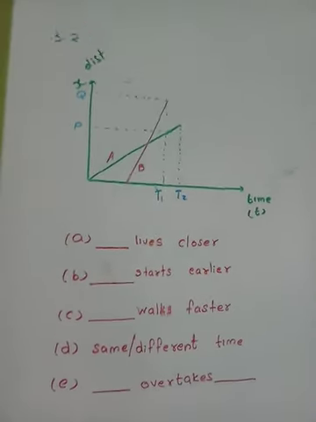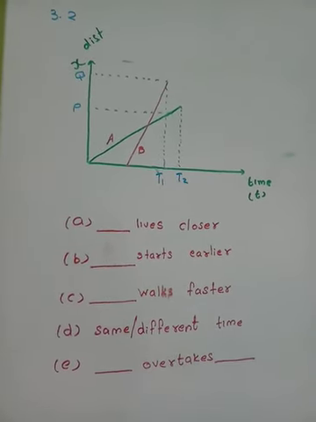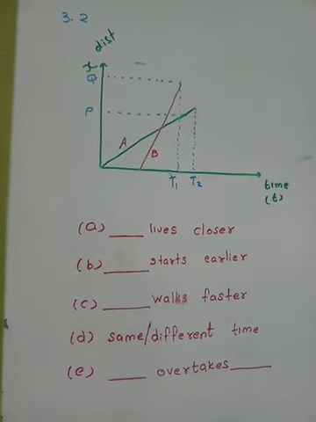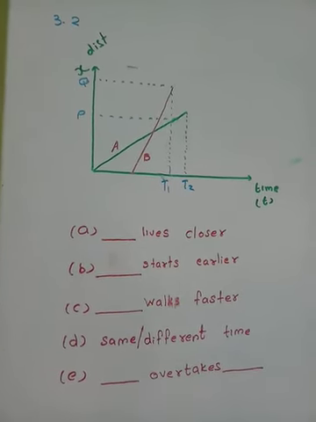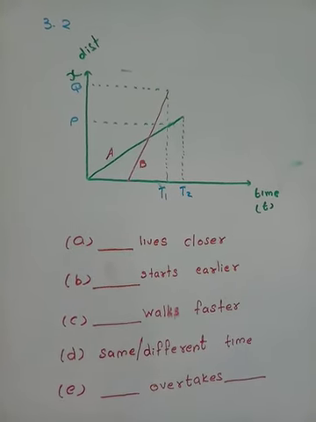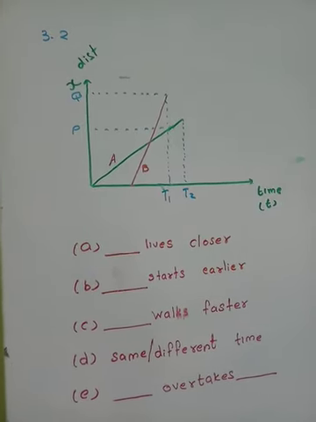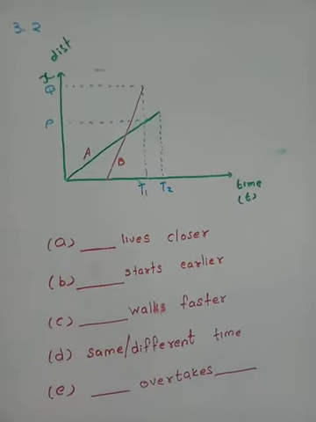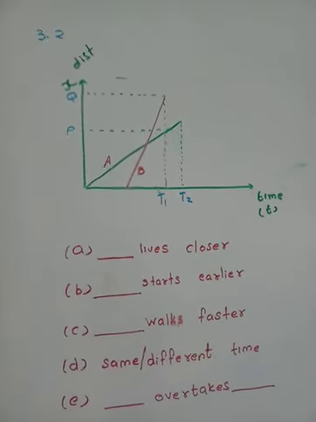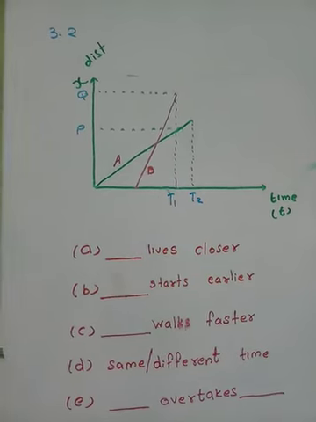And the last one, who overtakes whom? See, A started the motion earlier but reaches home later. Student B starts his motion later on but reaches home earlier than A. Okay, so it is very obvious to know who is overtaking whom. It is student B who is overtaking student A.